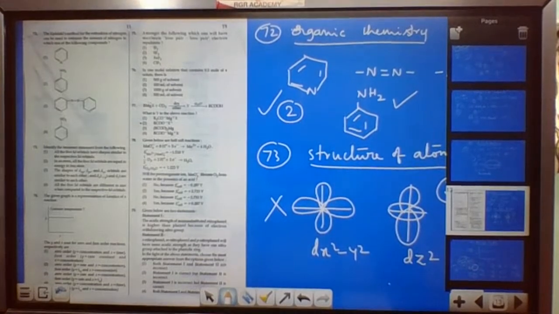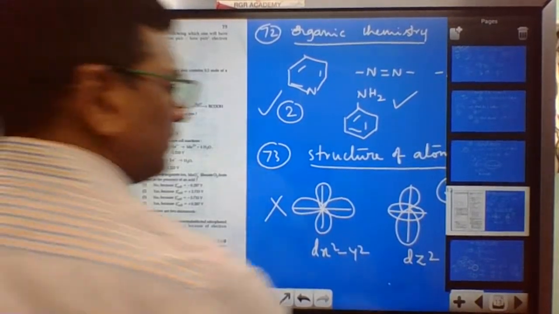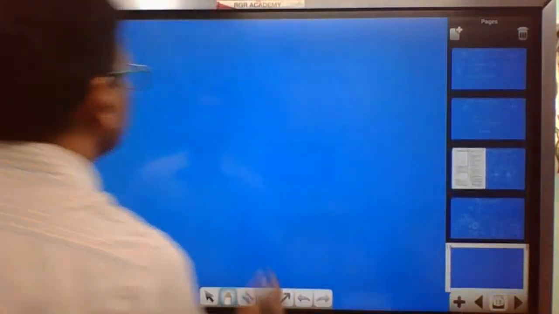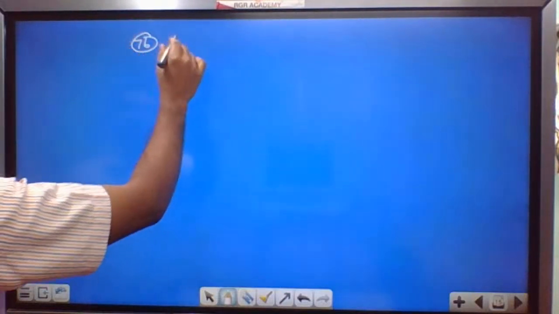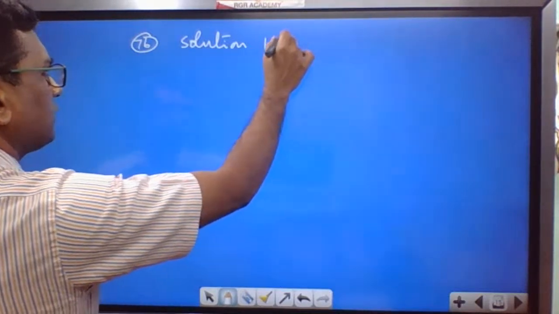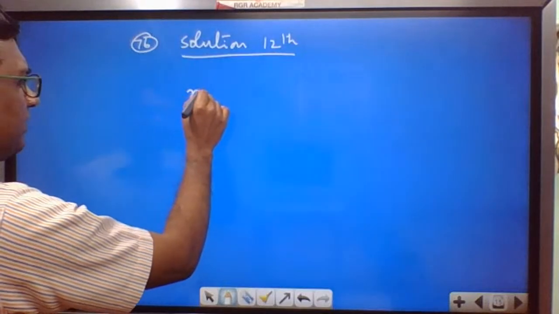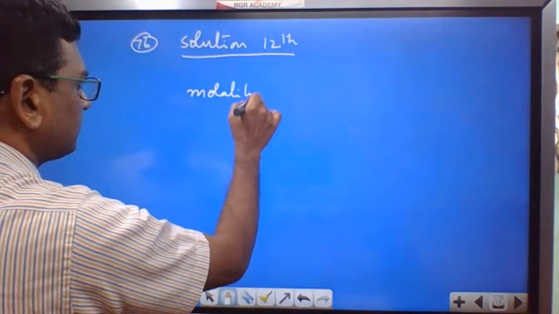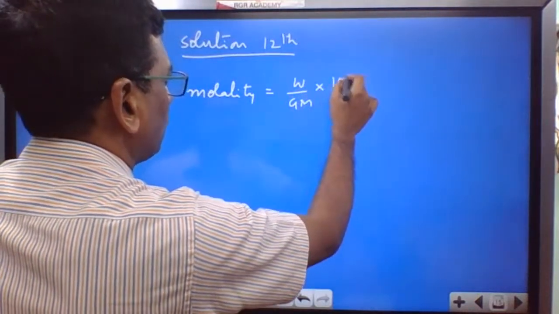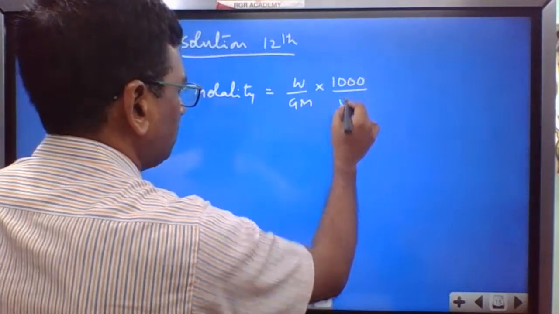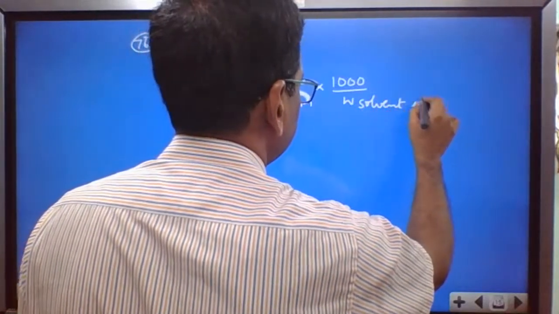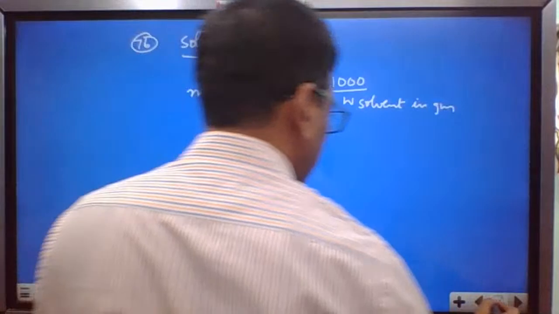It is given from the organic. 76 they given from physical chemistry, that is solutions, 12th class. They gave question on molality. Molality is equal to weight by molar mass into 1000 by W solvent in grams.